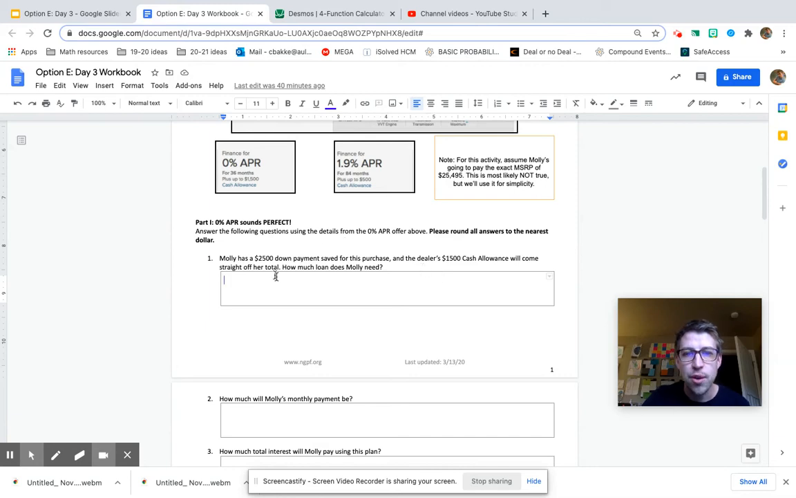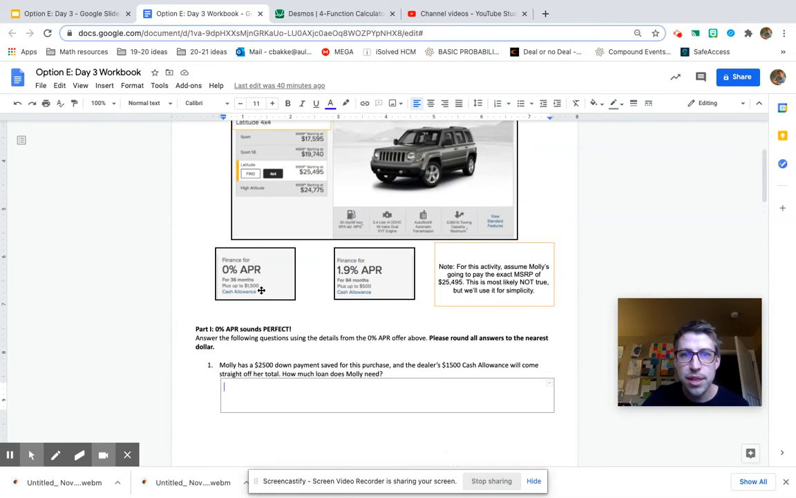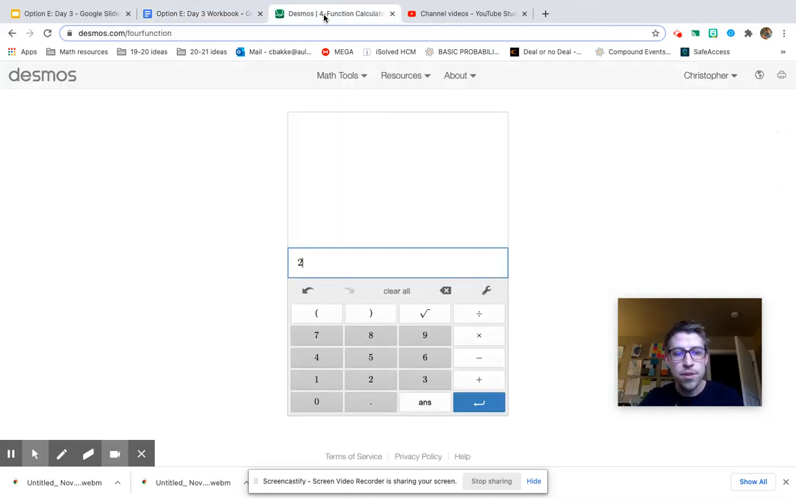So now let's figure out how much loan does Molly actually need to borrow. So we're going to take the total price of the car, $25,495. We are first going to subtract her down payment of $2,500 and then subtract the cash allowance. Because the $2,500 she already saved up in her bank account, and then the car dealership is giving her that much money right off the top for the allowance. So she needs a loan for $21,495.